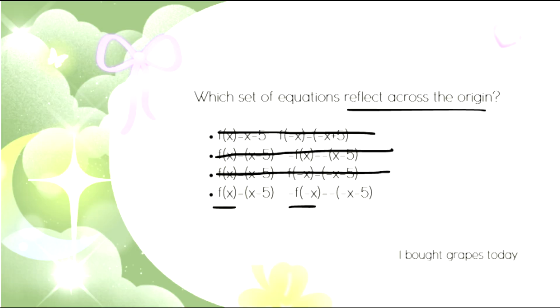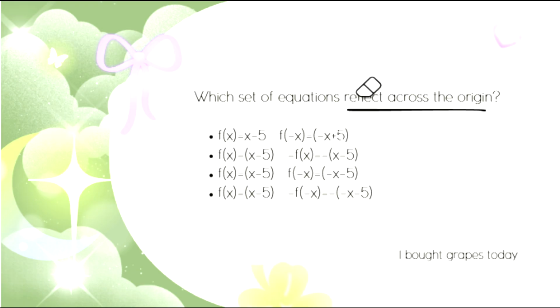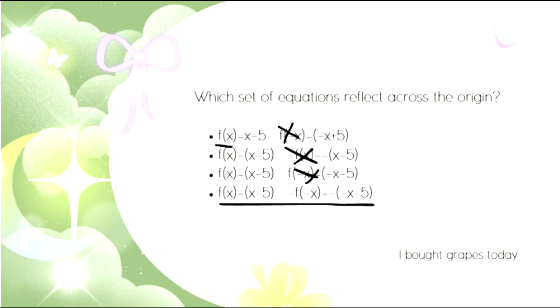All right. Which set of equations reflect across the origin? So we're going from f of x, all of these x minus 5s and x plus 5s don't matter. We're going from f of x to f of -x. No, that only changed 1. F of x to -f of x, only changed 1. F of x to f of -x, no, you only changed 1 again. F of x to -f of -x, bingo. We need to change both.